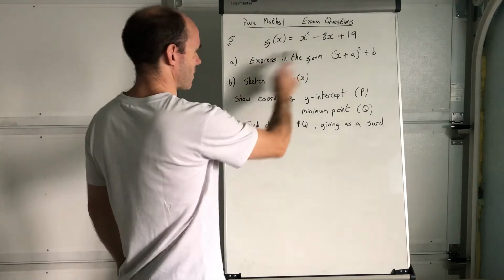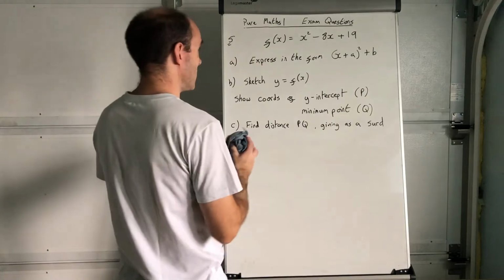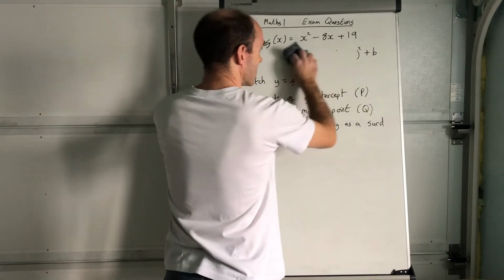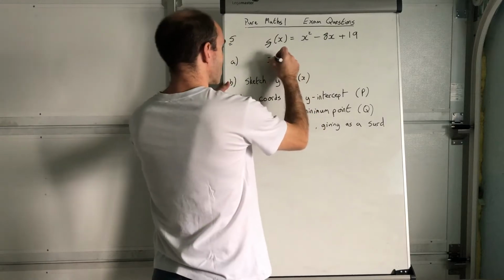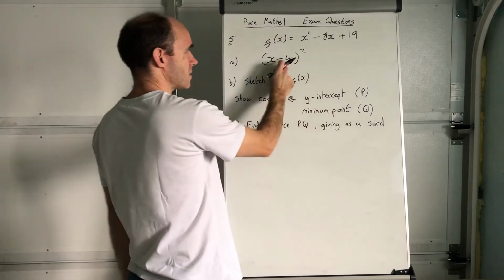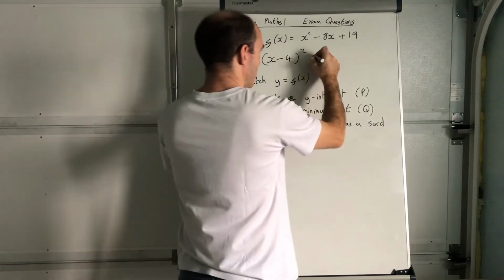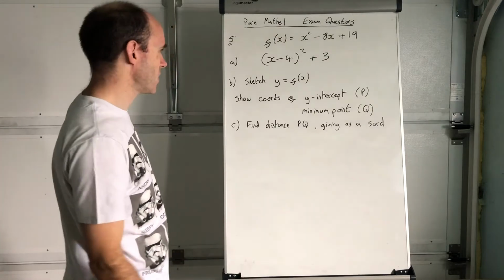Right, this is another one where you've got to complete the square, okay? So let's just do that. Express in the form (x + a)² + b. So that's going to be (x − 4)², which gives us x² − 8x + 16, and so another plus 3, don't we, to get plus 19. So that's done. It's quite easy.